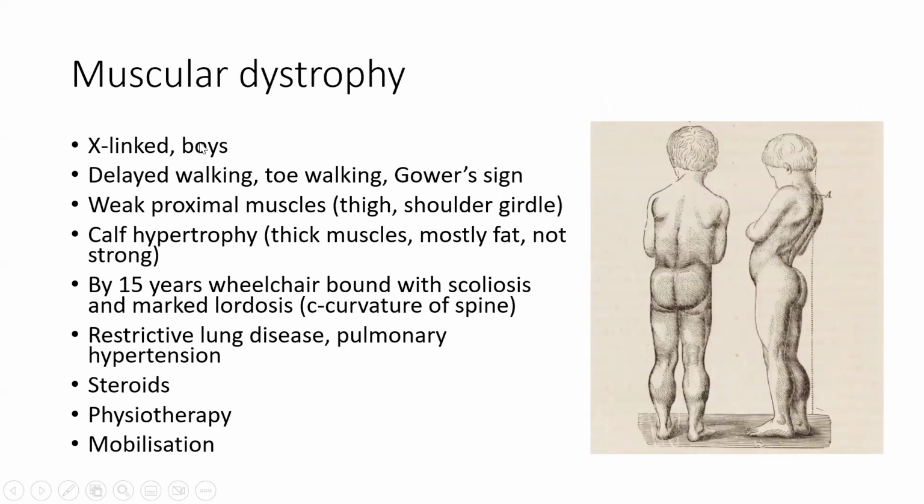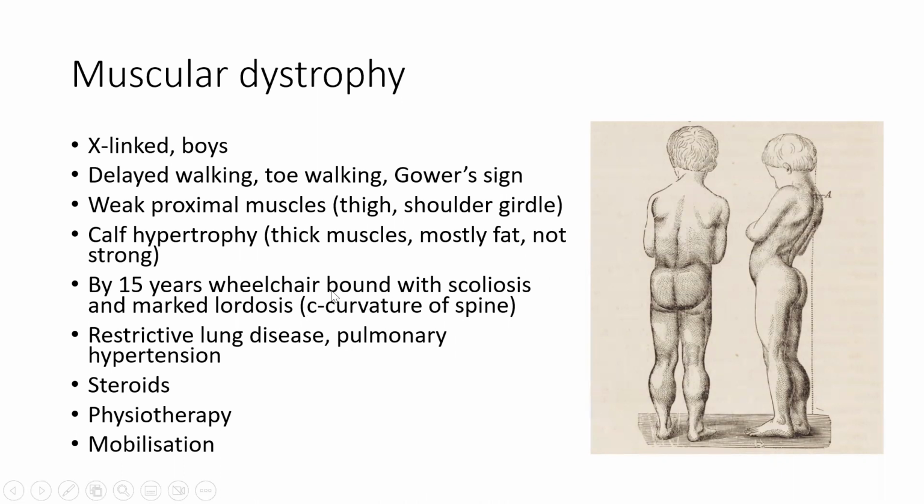It's an X-linked disorder. It only occurs in boys, and they present with delayed walking, which is what I described. Sometimes they walk on their toes, and they have this problem called Gowers' sign, which I described before, that when they're old enough, usually not at the age of 2.5, but around 4 or 5, when they can actually stand by themselves, they climb up their legs to reach a standing height. They have weak proximal muscles, so their thighs are weak and their shoulders are weak, but they have calf hypertrophy. Their muscles are thick, and that's mostly fat deposition in their muscles. They're not strong because they're thick. They're weak because it's fat deposition.